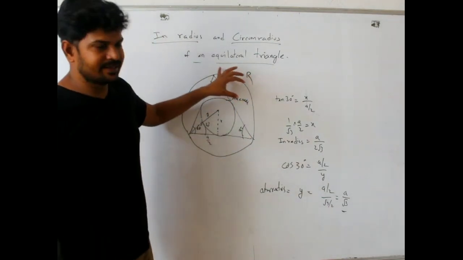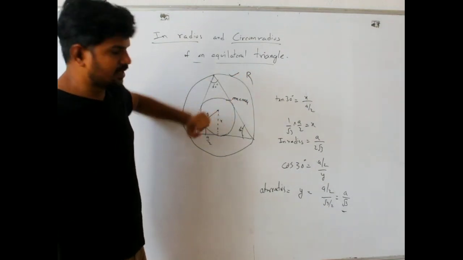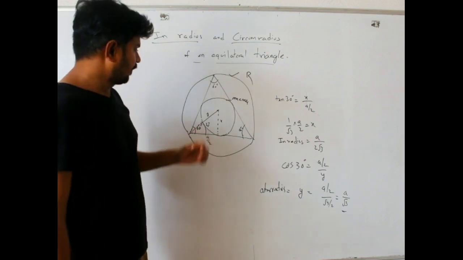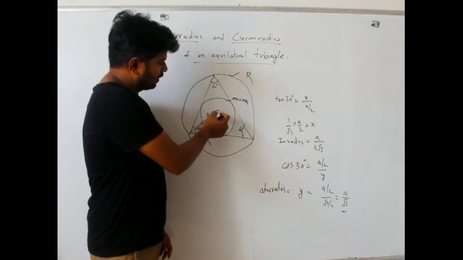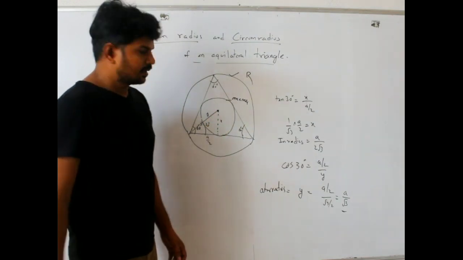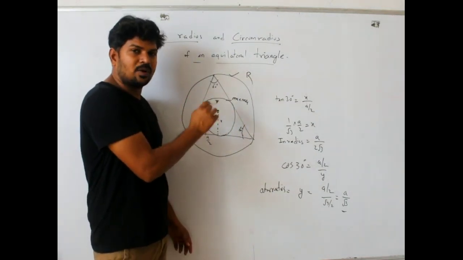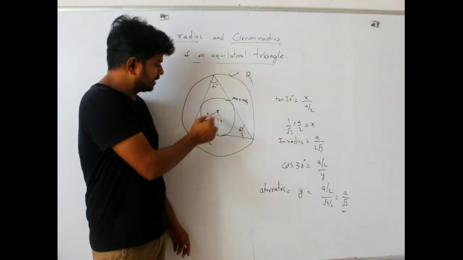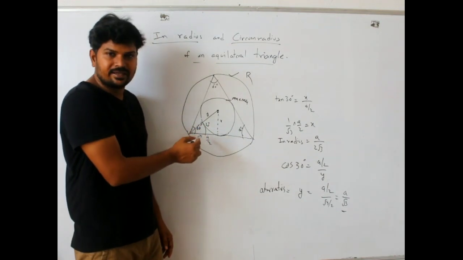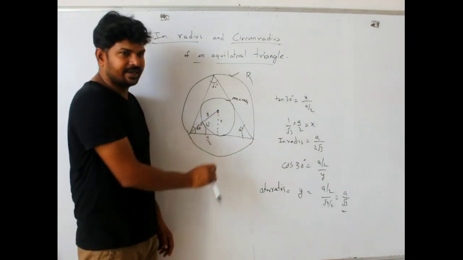And the circumcircle radius is called the outer radius. The incircle radius is called the inradius. How to find it here? For finding the inner radius, the center is the point of the internal bisectors. What are internal bisectors? They divide the angle equally. So the 60 degrees internal bisector gives 30 degrees here. So take 30 degrees. And this x is called the inner radius.